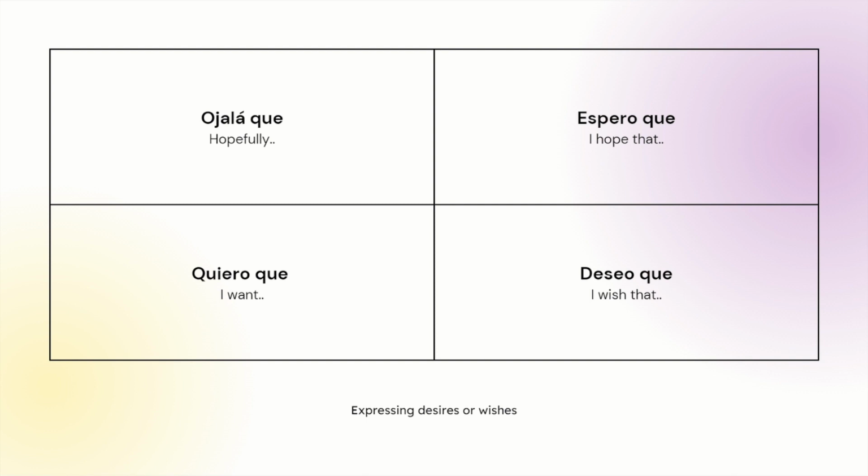When we're expressing desires or wishes, we're going to use mostly and mainly these four. Ojalá que, hopefully. Espero que, I hope that. Quiero que, I want. Deseo que, I wish that.